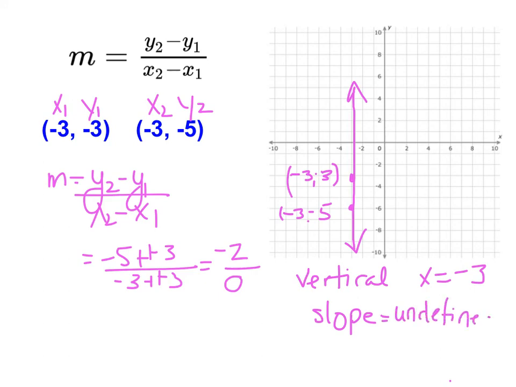Undefined. So the slope for a vertical line is always called undefined, and that's what you need to enter as the slope. You're not going to enter 0 as your answer. You're going to enter undefined as your answer.